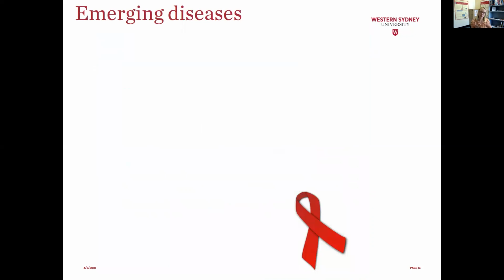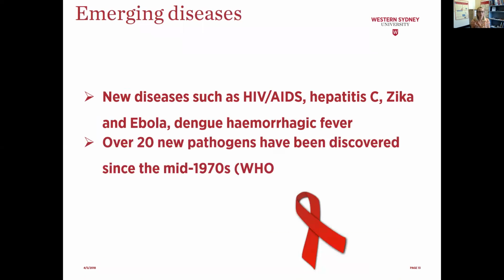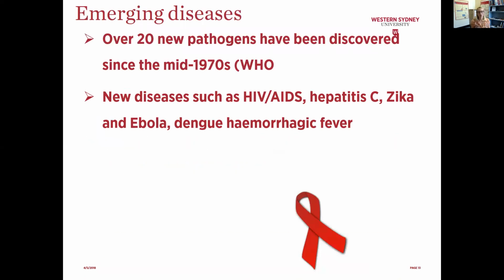So we've got those old issues, but we've also got emerging diseases. We know that over 20 new pathogens have been discovered since the mid-1970s, okay? We know that there are new diseases in that time, such as HIV/AIDS, hepatitis C, Zika, Ebola, and dengue, all these new and emerging pathogens that are also causing devastating effects for populations across the globe.